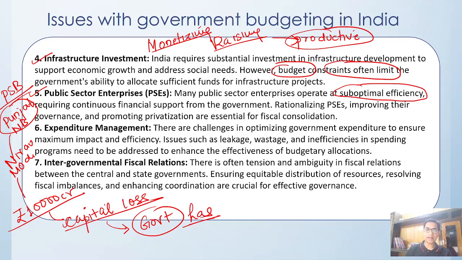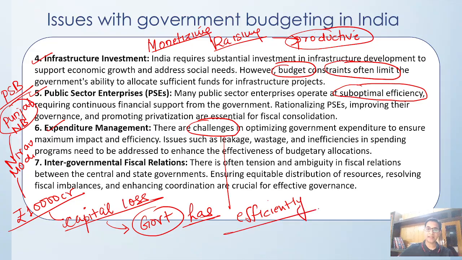So I hope you got it, like how government keeps on supporting these public sector enterprises, because they cannot be allowed to fall. Then expenditure management. There is a huge challenge, like whether the expenditure is happening efficiently or not.